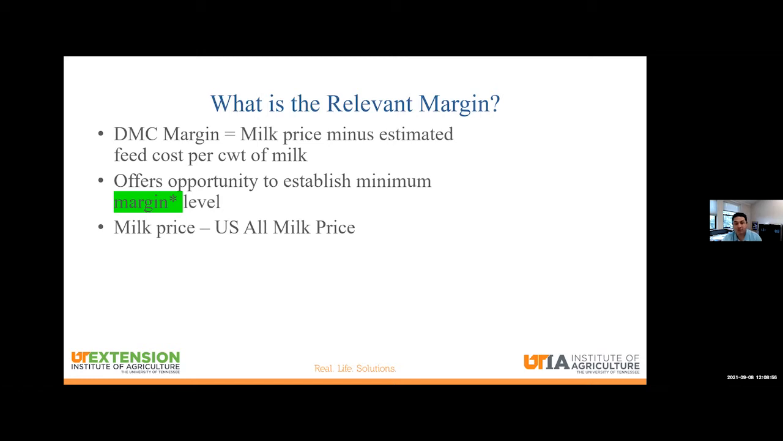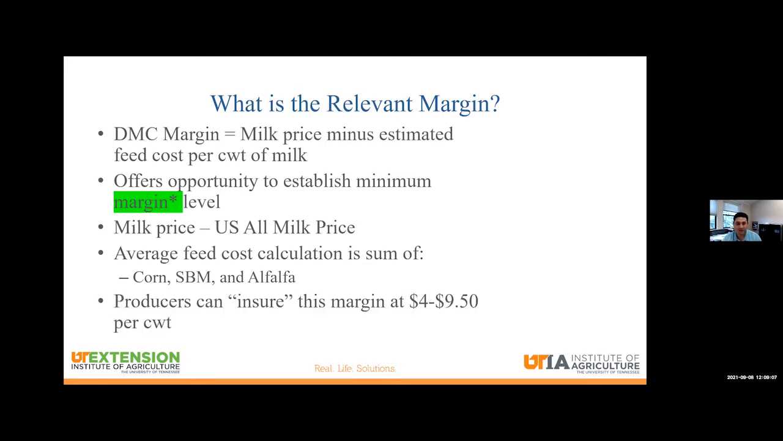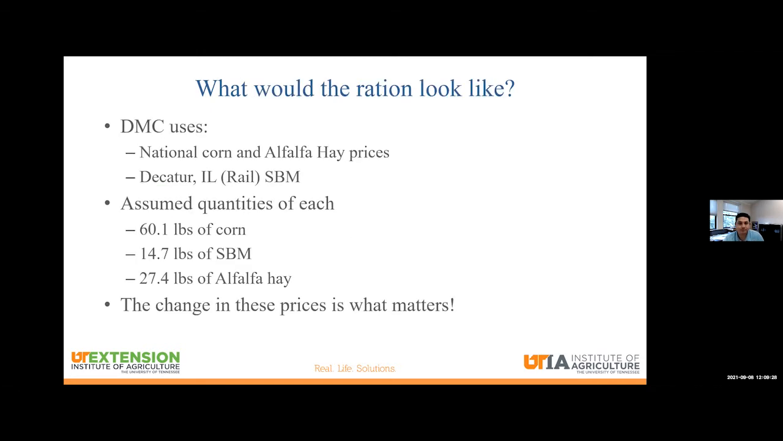And so again, the milk price used is the all U.S. milk price, or U.S. all milk price, I get tongue tied here. It takes the average feed cost calculation, that is the sum of corn, soybean meal, and alfalfa. As a producer, you can ensure the margin at $4 to $9.50 per hundredweight. It's flexible in terms of what margin you want to cover and how much of that margin you want to cover, and that's dependent upon the size of the operation and also what trigger point you pick.